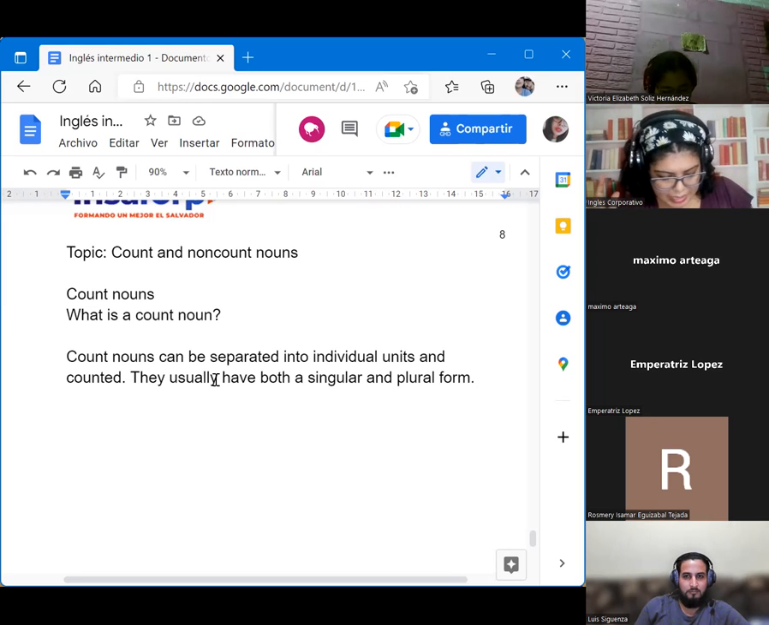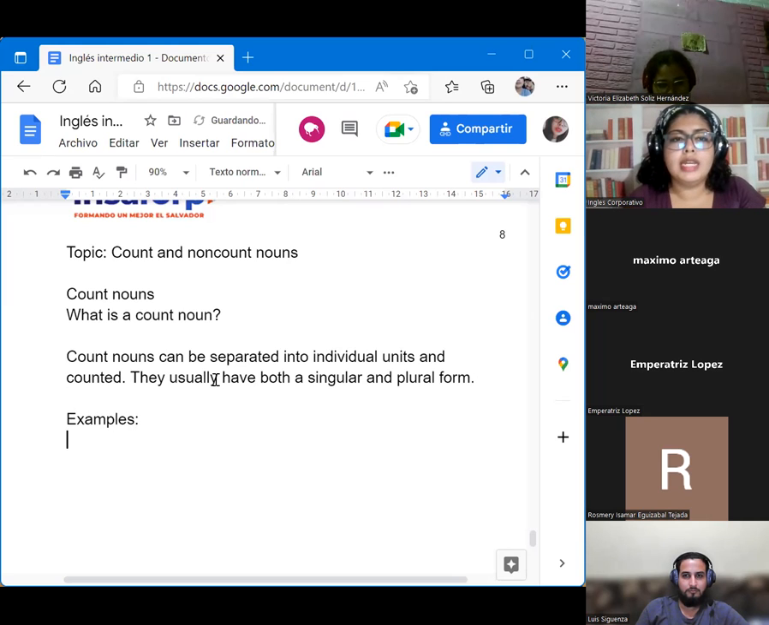Most English nouns are count nouns. We know that we have a lot of count nouns, and many of them we can count. And we have some examples.